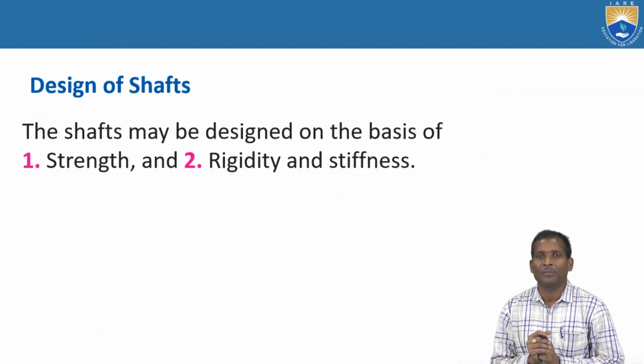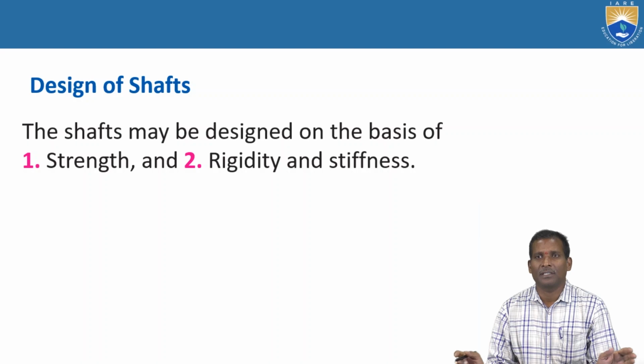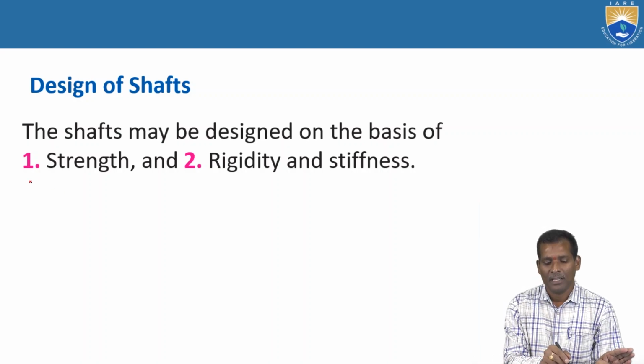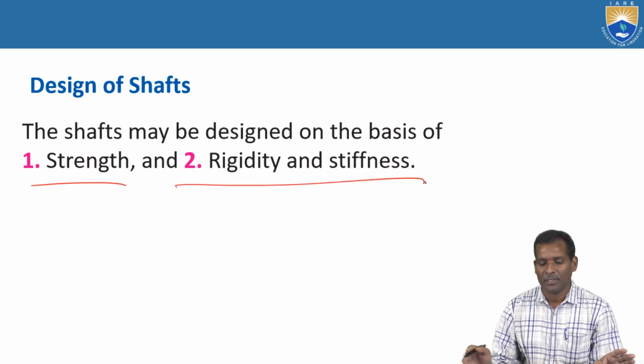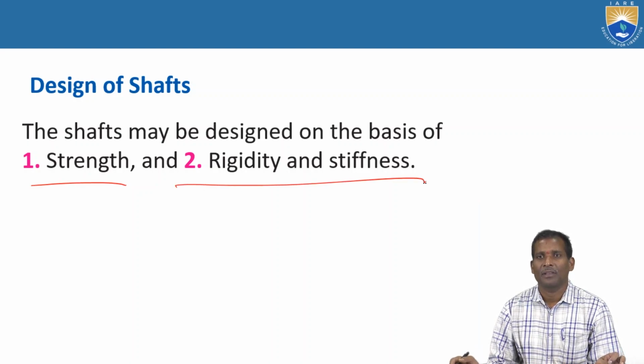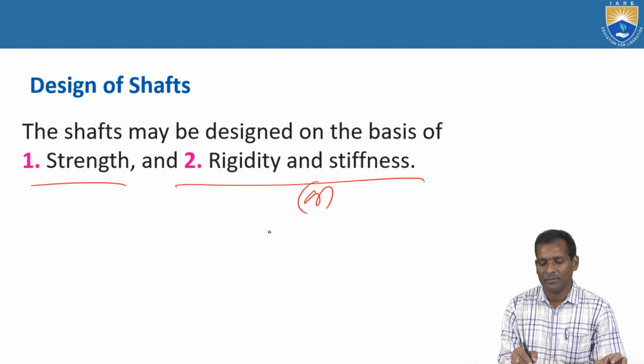Now coming to the design of shafts. What are the important terms and definitions while designing a shaft? Actually, shafts may be designed on the basis of two types. One is strength basis and another one is rigidity and stiffness, or torsional rigidity.